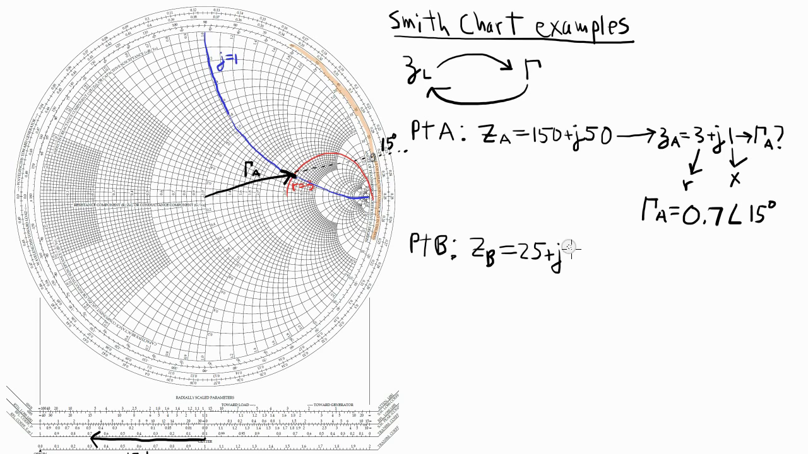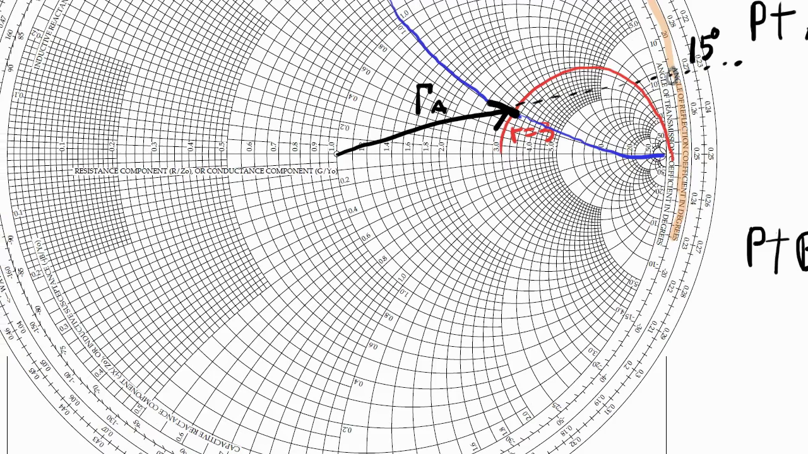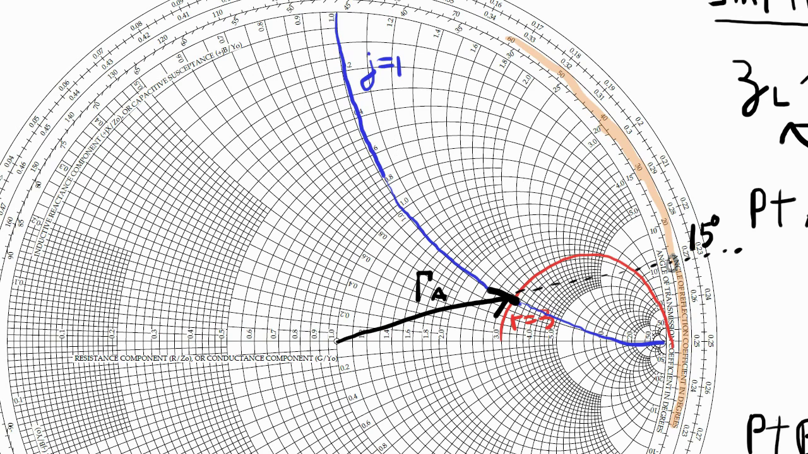So now let's take point B to have an impedance of 25 plus J20 ohms. Again, I'm going to normalize that to my 50 ohm Smith chart. And I'm going to now see where the r equals 0.5 circle intersects the x equals 0.4 circle. So here is the r equals 0.5 circle. Just going to draw the beginning part of the circle. And here's the x equals 0.4 circle.